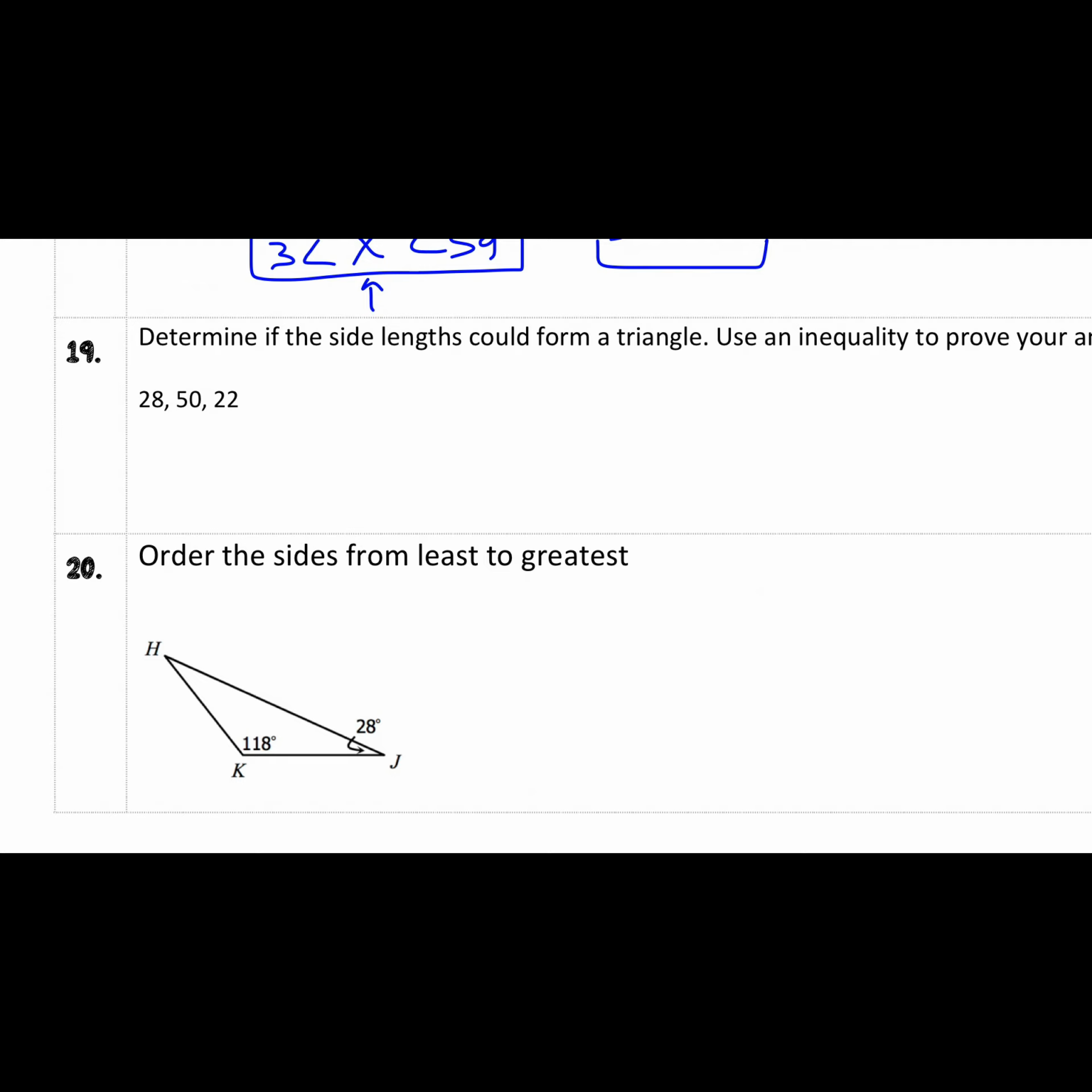Determine the side lengths could form a triangle. So again, we take the two smallest sides and we check to see if they are greater than the third side when we sum them. So 28 plus 22 equals 50. Is that greater than 50? So 50 is not greater than 50 because 50 is equal to 50. So this is a no, not a triangle.